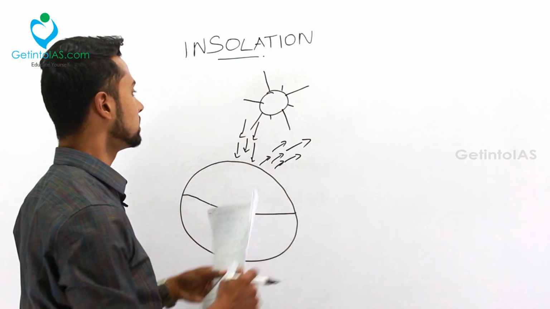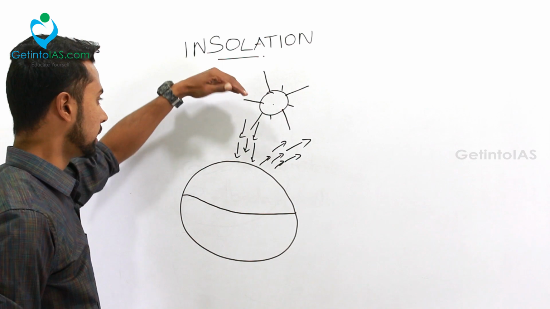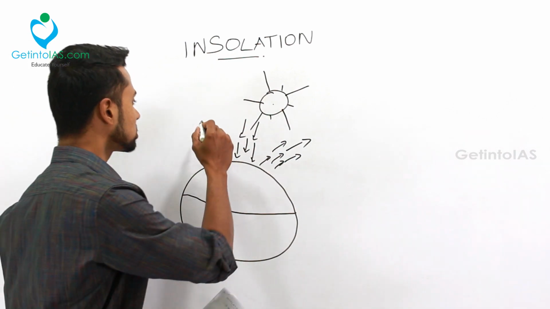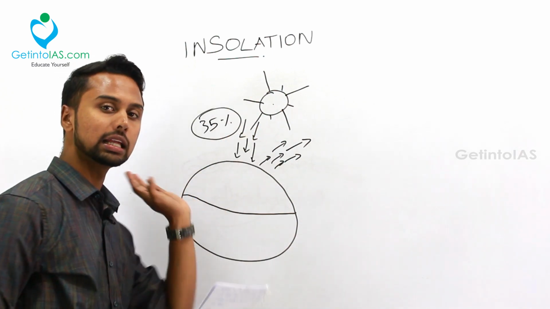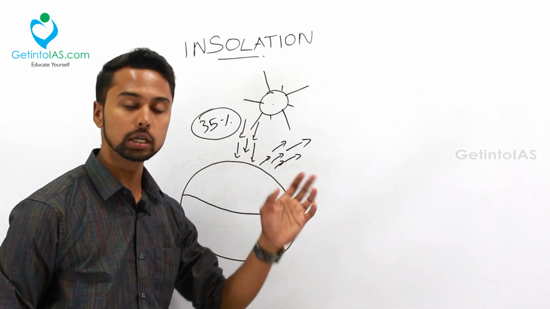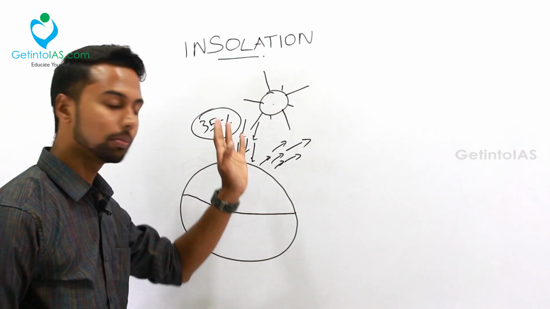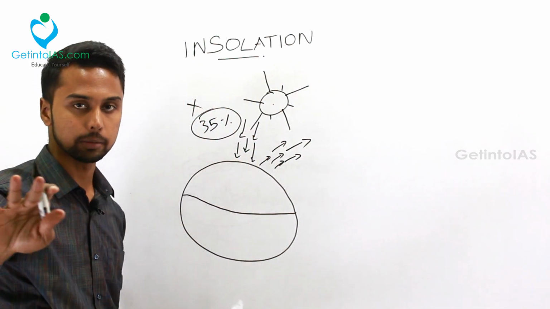Okay, so the sun is here, the hot bright sun, and the rays are coming from the sun and hitting the outer layer of the atmosphere. Approximately 35% of the sun's rays are directly reflected back when they reach this outer layer of the atmosphere without being absorbed. So this 35% is of no use to the Earth.